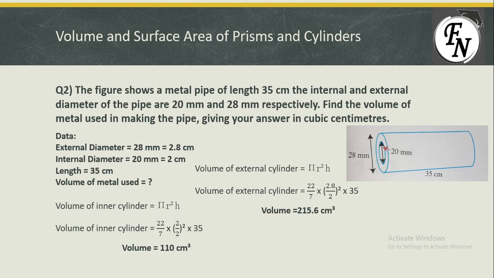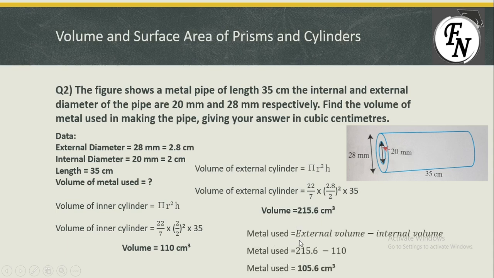So these are the volumes we have found, but now we need to calculate how much metal is used. So we need to subtract the hollowness in this cylinder. So we need to subtract both of these values to get how much metal is exactly used. So we will subtract these values. Metal used would be external volume minus internal volume. This internal volume is subtracted from this external volume. So we have subtracted this, and we have obtained the value as 105.6 cm cube.